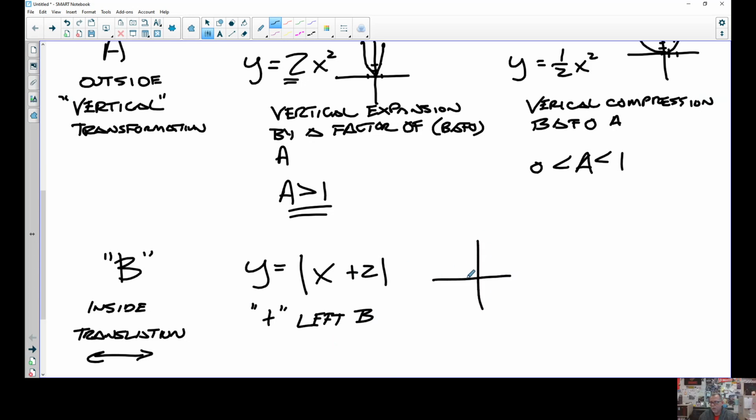Our absolute value function would move left 2 over here, because if I put negative 2 in here plus 2, that's 0. So it gets me that 0 again, and it would still go over 1 and up 1. So we'd have our absolute value graph, right?